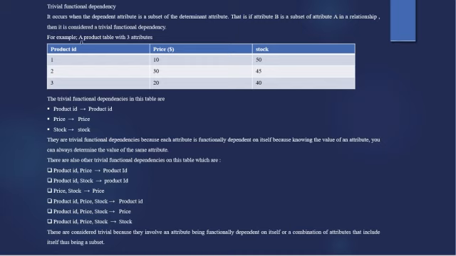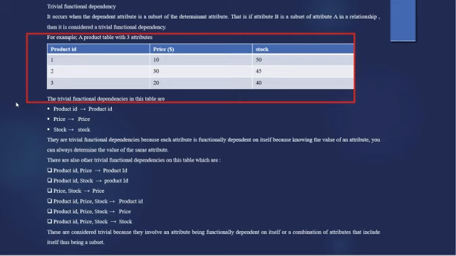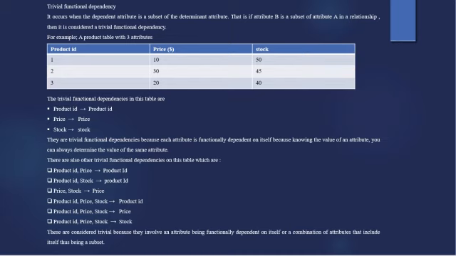dependence. For example, a product table with 3 attributes and instances below. In this table, you can see that it's a 3 by 3 table. Now, let's see what trivial functional dependence looks like in this table, where we are given a product table with 3 attributes. The trivial functional dependencies in this table are as below.